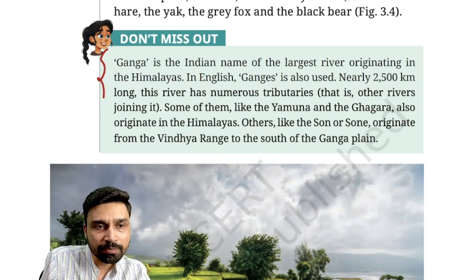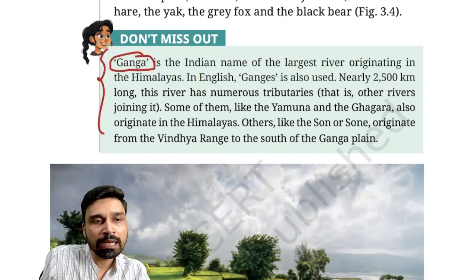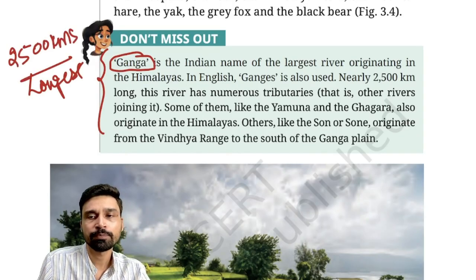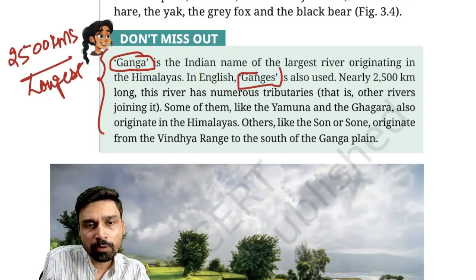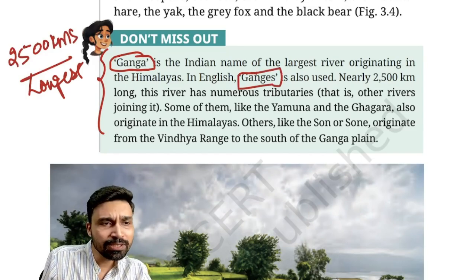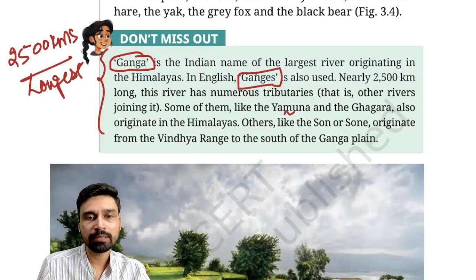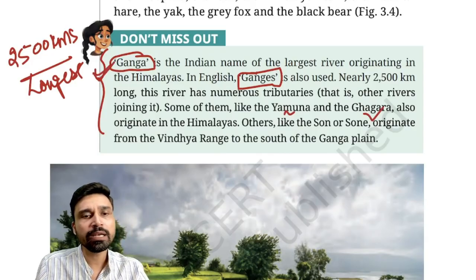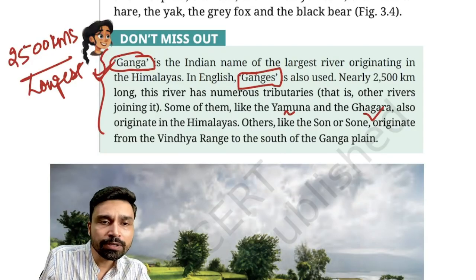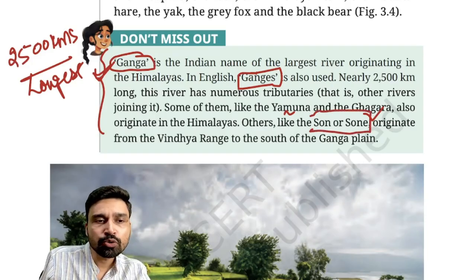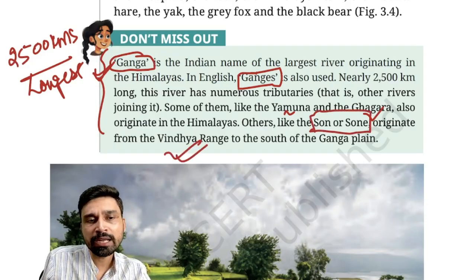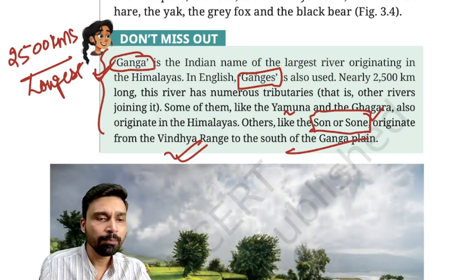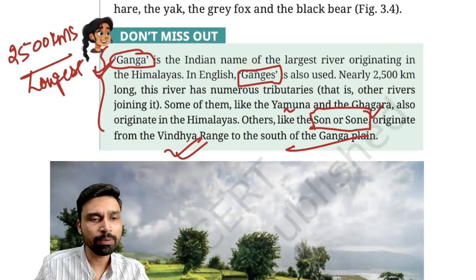Here, a very interesting fact is mentioned about Ganga. We know that Ganga is the longest river of India, flowing for a distance of roughly 2,500 kilometers. In English, sometimes Ganga is also referred to by the other name Ganges. And Ganges has numerous tributaries, such as Yamuna being the longest tributary, Ghagra being the largest tributary. So these rivers also originate in the Himalayas itself. However, some rivers which are tributaries of Ganga, such as Son, originate from the Vindhya range. Vindhya range lies to the south of Ganga plain as such. So these are some important facts we can keep in mind as well.